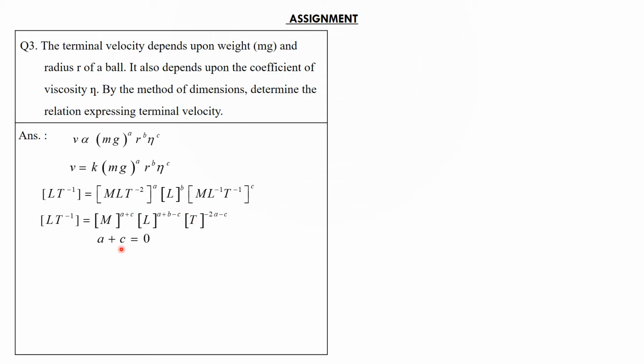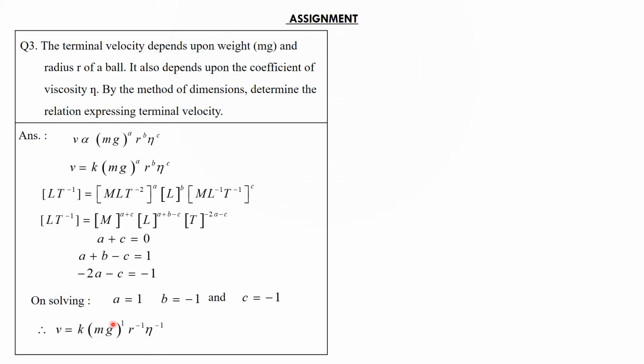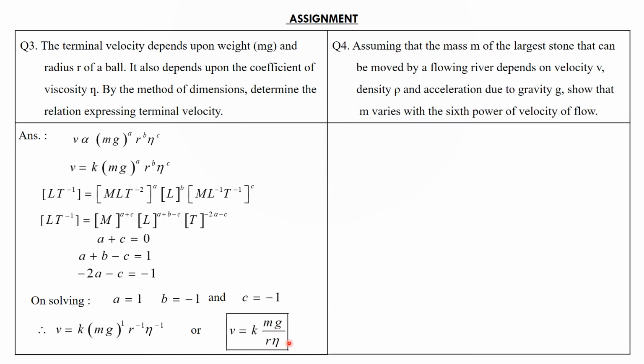On comparing both the sides, we can say a plus c is equal to 0 because there is no M on LHS. a plus b minus c is equal to 1, and minus 2a minus c is equal to minus 1. On solving, we get a equal to 1, b equal to minus 1, and c is equal to minus 1. So we can say v is equal to k m g to the power of 1, r to the power of minus 1, and eta to the power of minus 1, or we can write v is equal to k m g upon r eta.